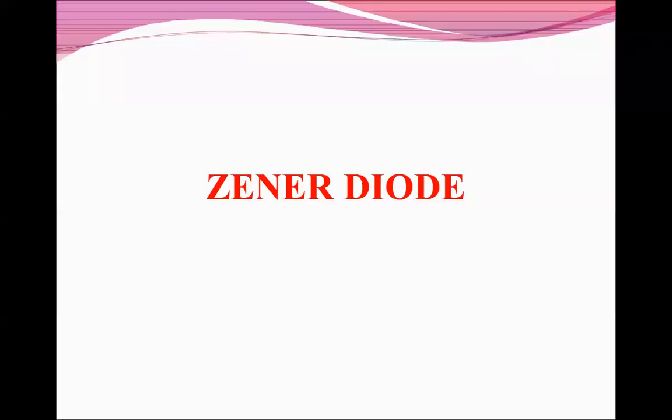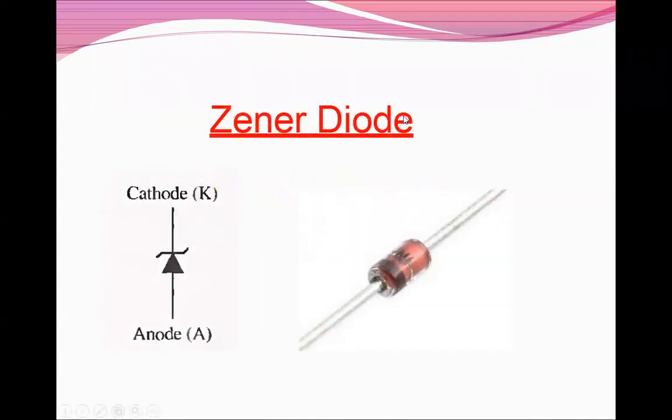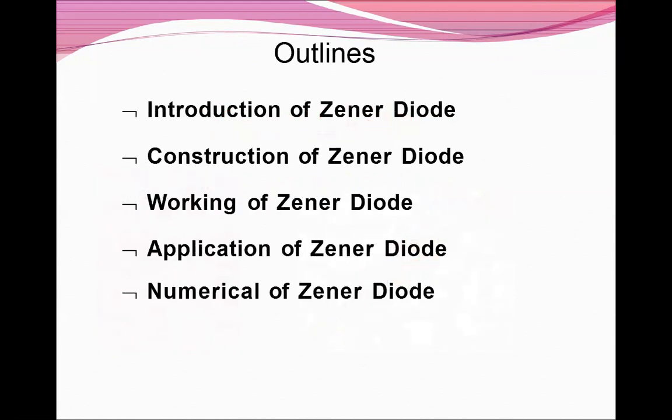Next, Zener diode. So in Zener diode, this is the Zener diode symbol. Here you will have two terminals, cathode and anode. This is the Zener diode available in the market. Here we are going to cover introduction, construction, working, application, and numerical of Zener diode.